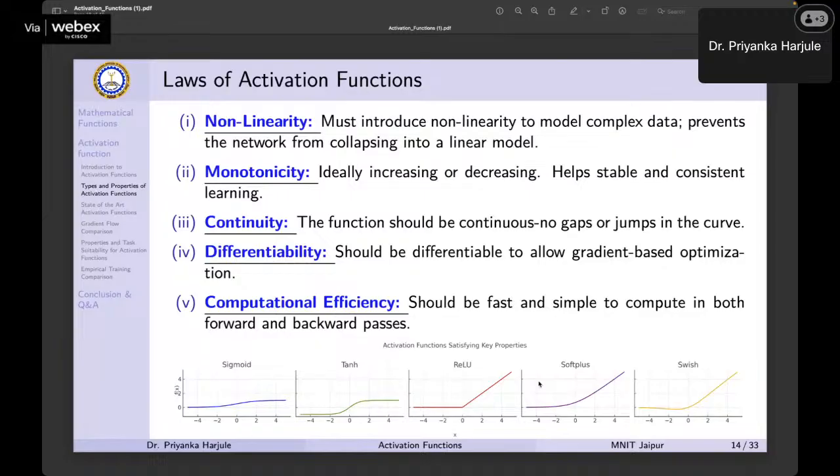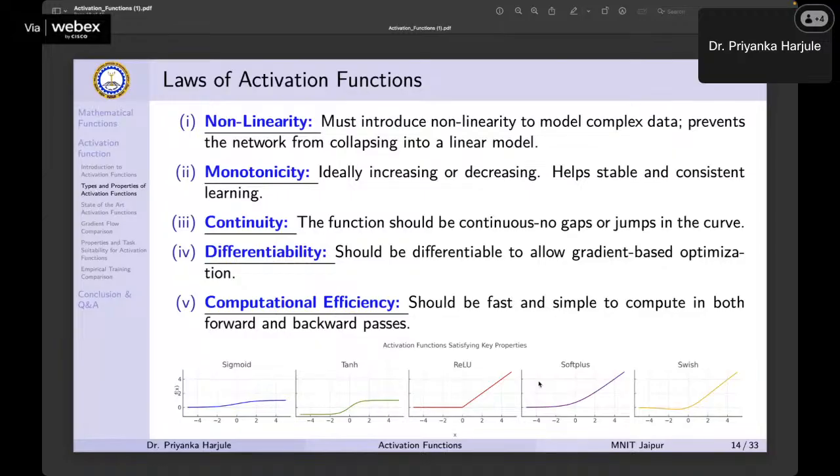Then we have differentiability. The activation function should be differentiable almost everywhere to allow smooth optimization. Then finally, we have computational efficiency, which saves training time and computational resources.